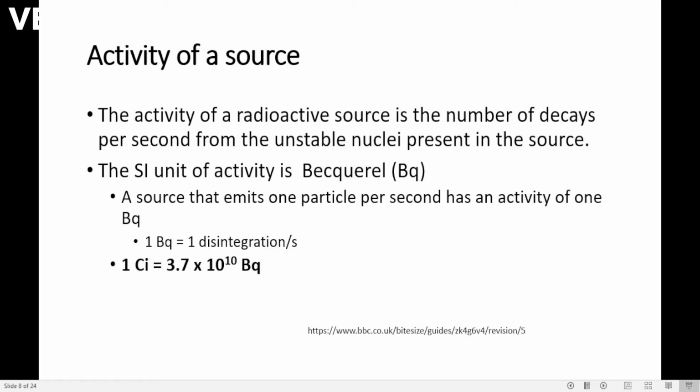Another unit for activity is the Curie. 1 Curie equals 3.7 times 10 to the 10th becquerel.